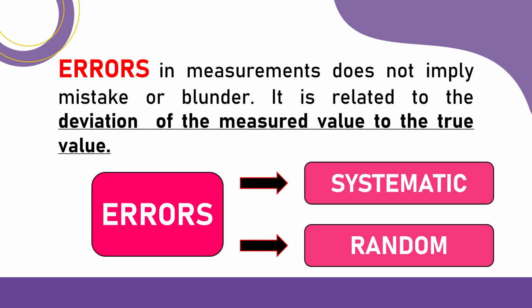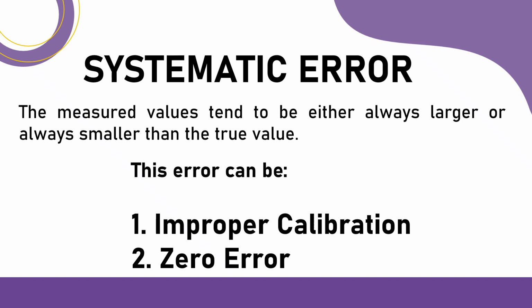A systematic error consistently affects measurements in the same direction, often due to a faulty instrument or flawed procedure, and can be corrected if identified. Random error varies unpredictably from one measurement to the next due to chance fluctuations and can be reduced by taking multiple measurements and calculating an average. An example of systematic error is improper calibration.